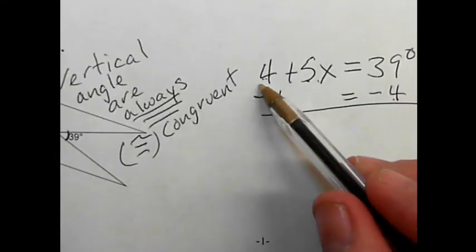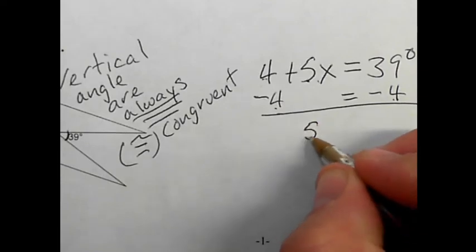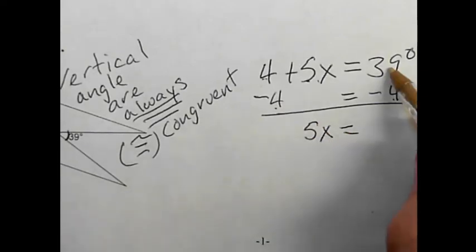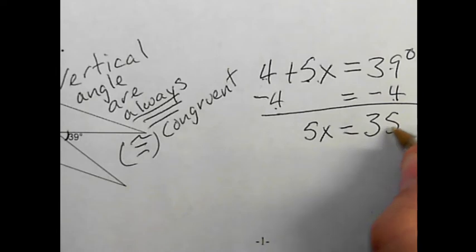4 minus 4 is 0. 0 plus 5x is 5x. 39 minus 4 is 35.